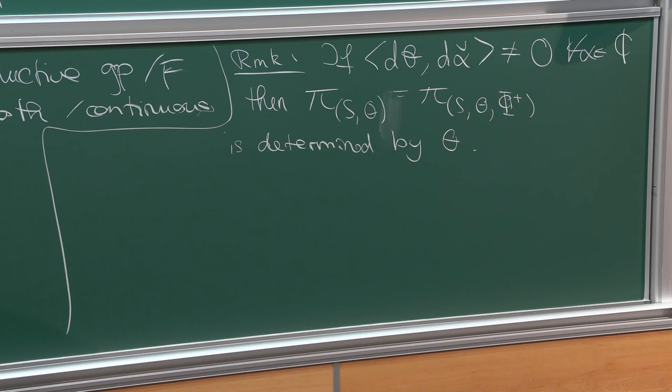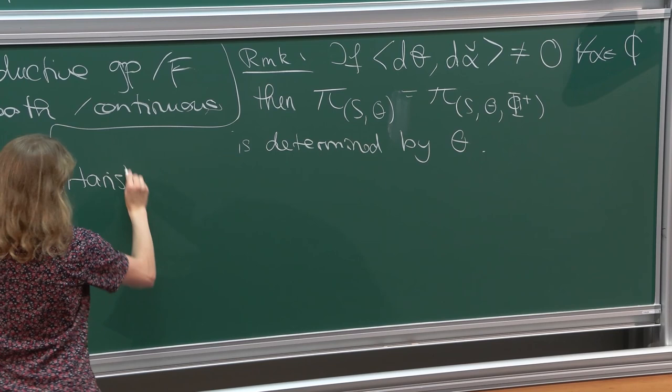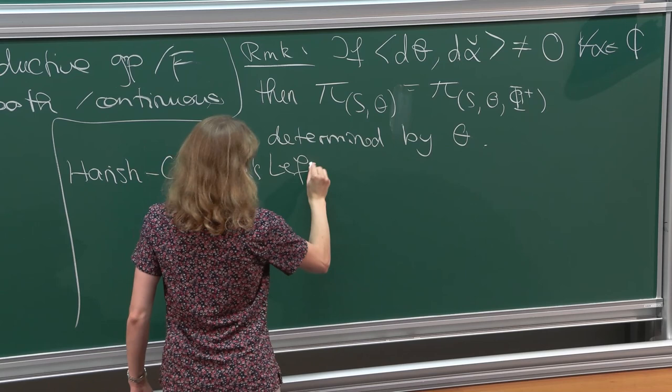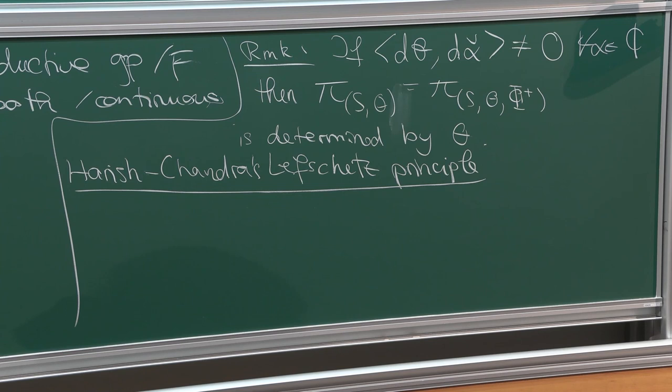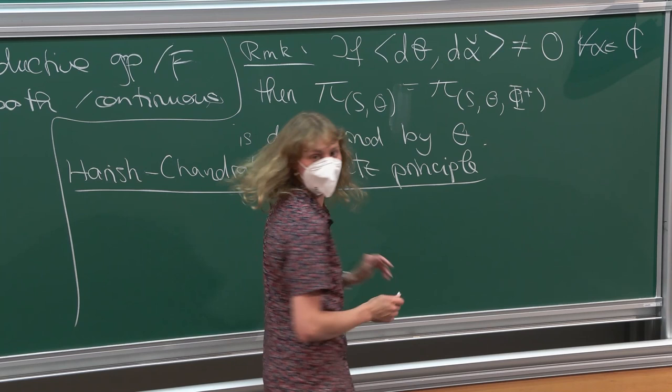And now there is this big idea, which is called the Harish-Chandra–Lefschetz principle. As I've learned from Eris' talk at the beginning of the summer school, principles are the best type of thing because you don't have to prove them and they are not even always true. But this principle is actually more a miracle, I think. So what does the principle say?